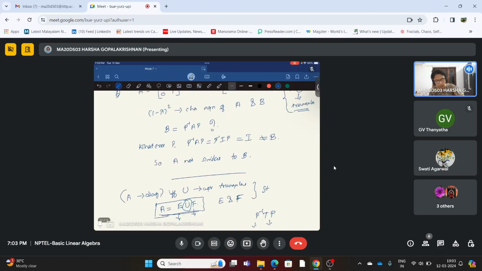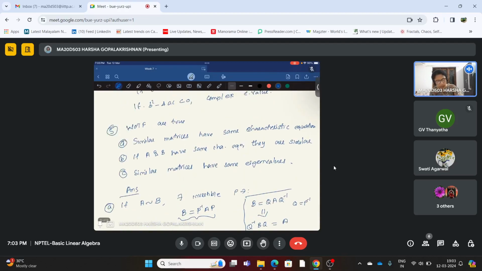One more option was there. Similar matrices have the same eigenvalues. This is an easy one. Is this true or false?